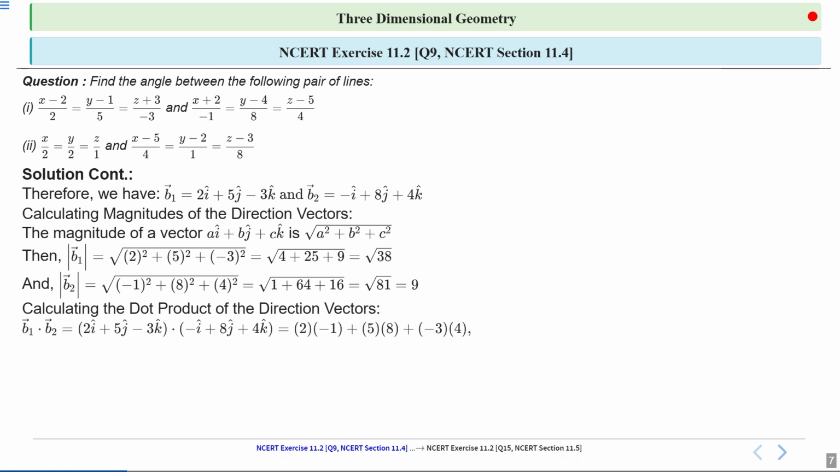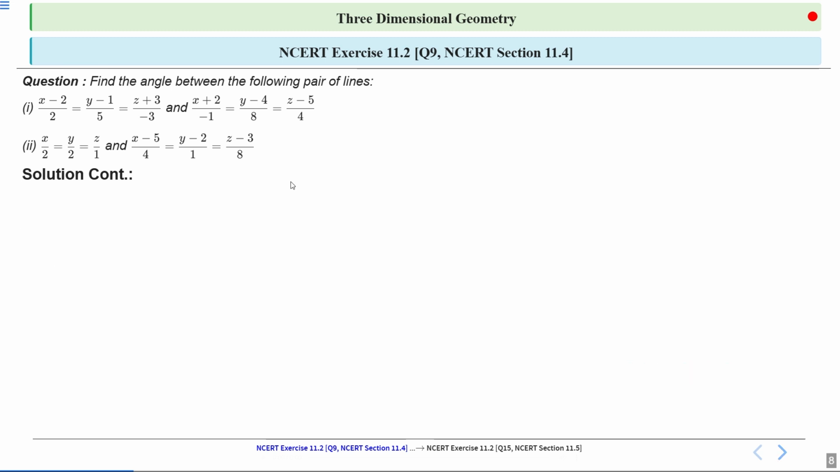Okay, so the dot product is 2 times negative 1 plus 5 times 8 plus minus 3 times 4. So it will be minus 2 plus 40 minus 12, which is equal to 26, right? So applying the angle formula, we are ready to write out the expression for cos theta using the calculated values.